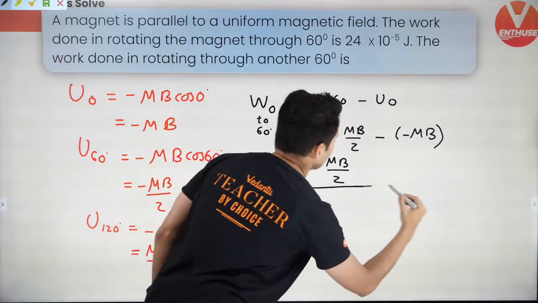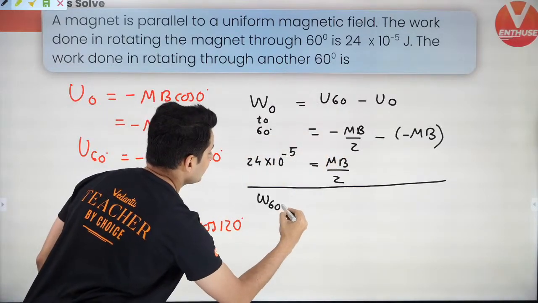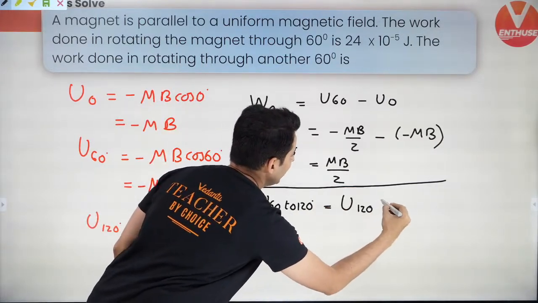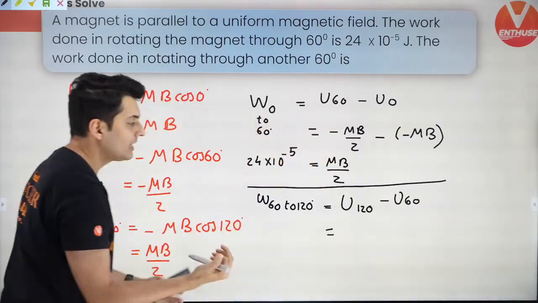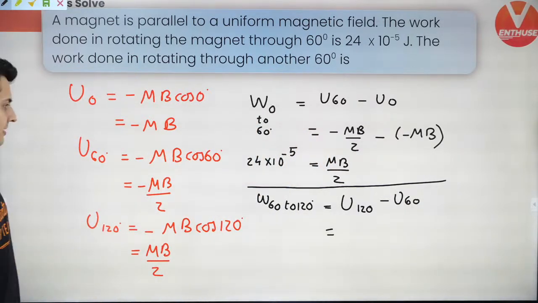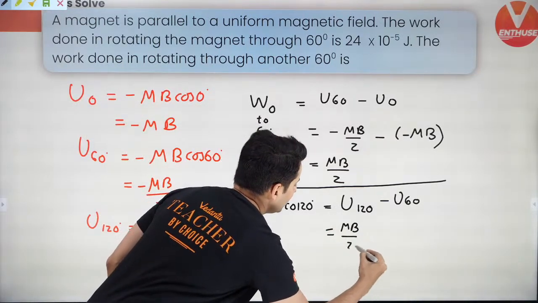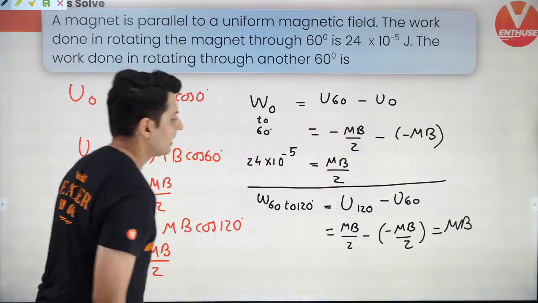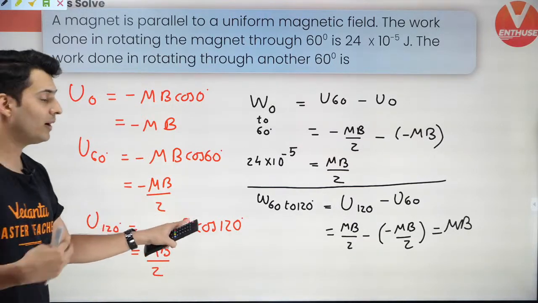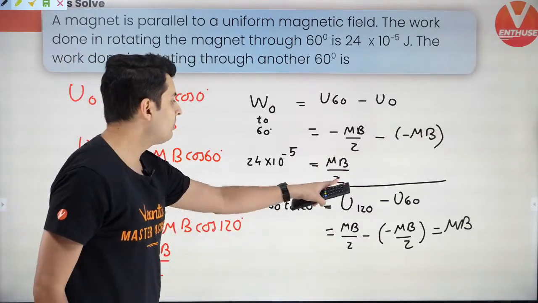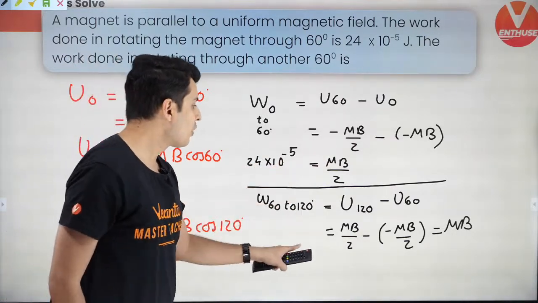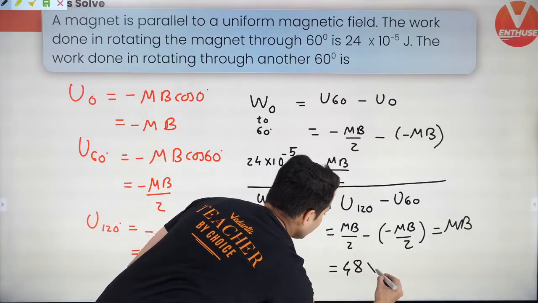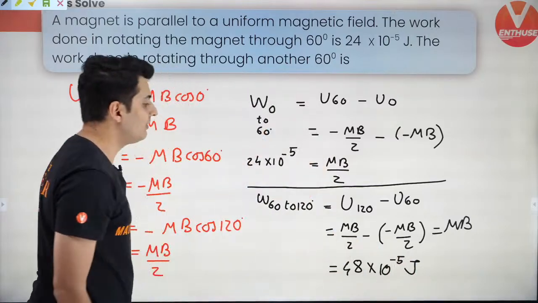Now think about it, guys. What will be the work done from 60 to 120 degrees? It will be the change in the potential energy, U120 minus U60. So it will be MB by 2 minus (minus MB by 2), which is nothing but just MB. Final minus initial. So if MB by 2 is 24 into 10 to the power minus 5, then MB will be twice of 24, so it will become 48 into 10 to the power minus 5 joules. And that should be the final answer.